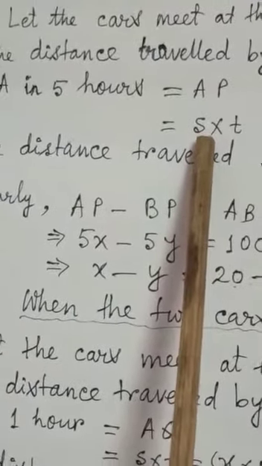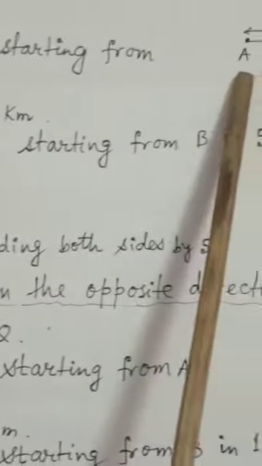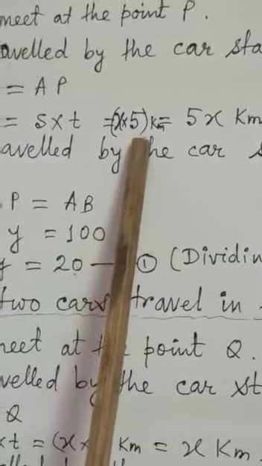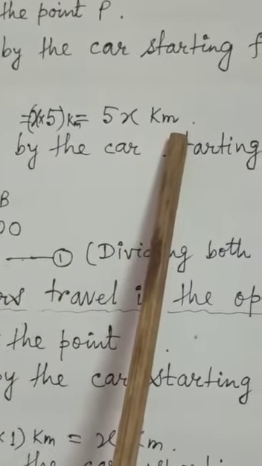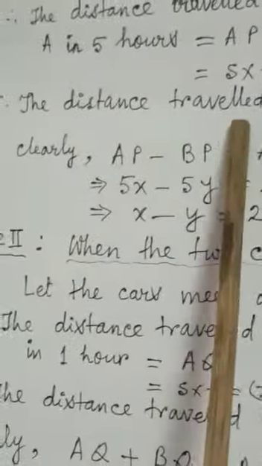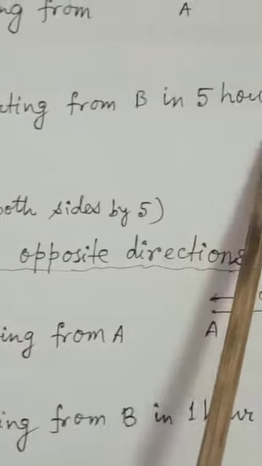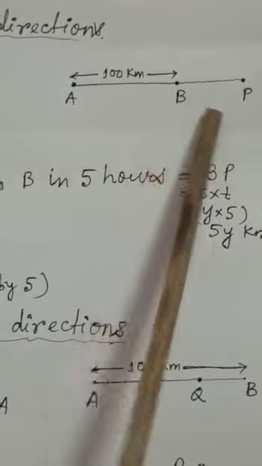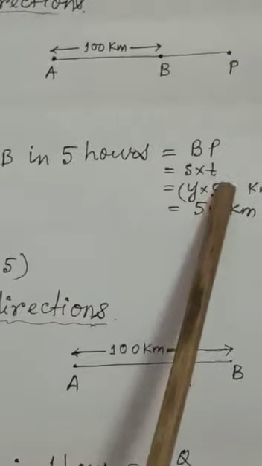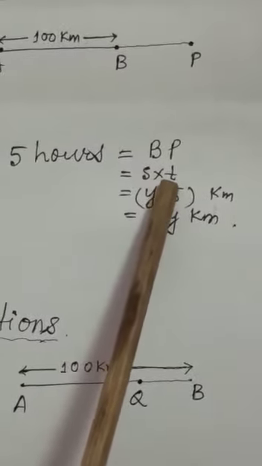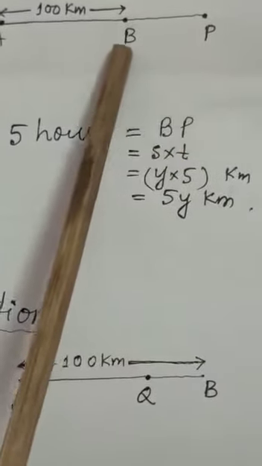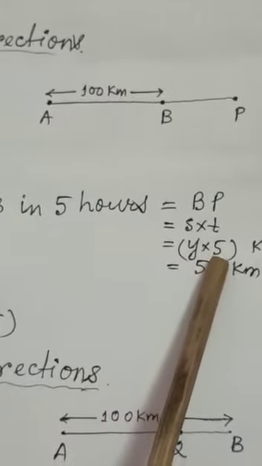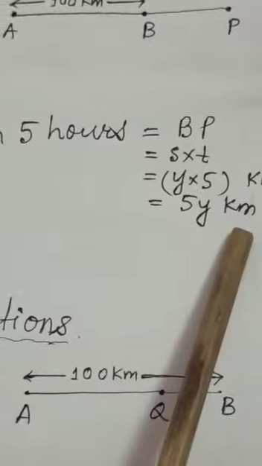And speed of the car starting from A is x km per hour. So x into, and time is 5, so x into 5 km, that is 5x km. Similarly, the distance traveled by the car starting from B in 5 hours will be BP, and BP is the distance, and distance formula you know, speed into time, and speed of the car starting from B is y km per hour. So y into time is 5, so y into 5 km, that is 5y km.